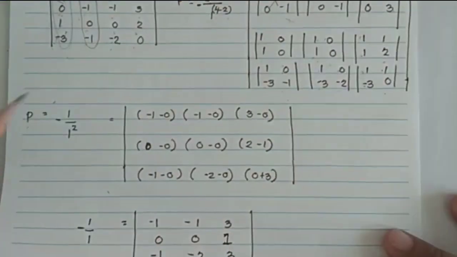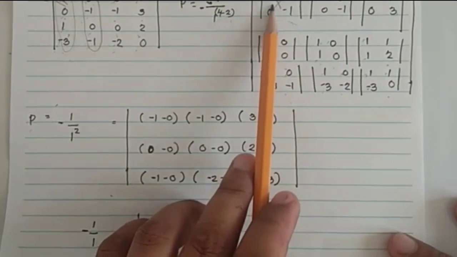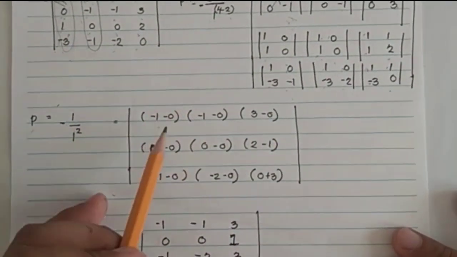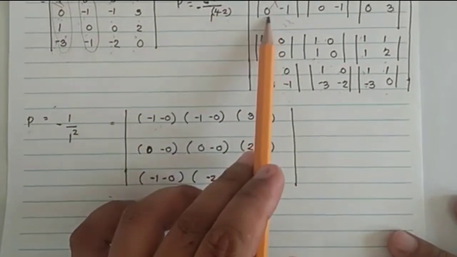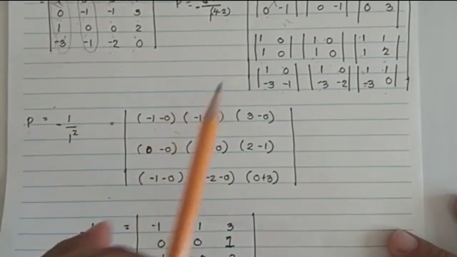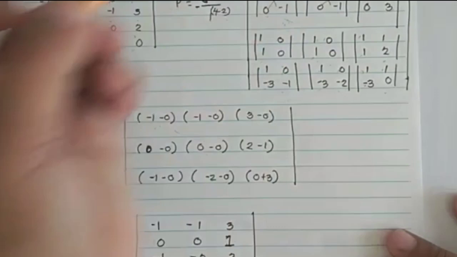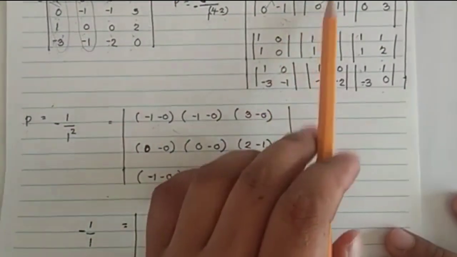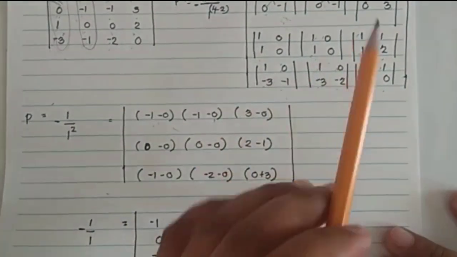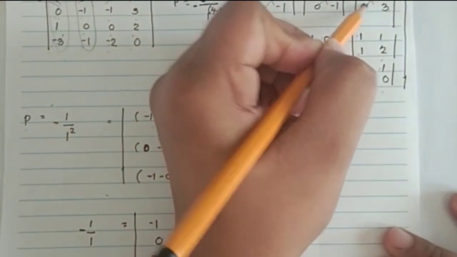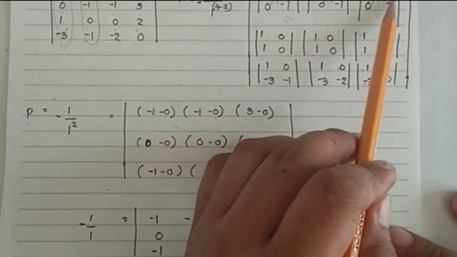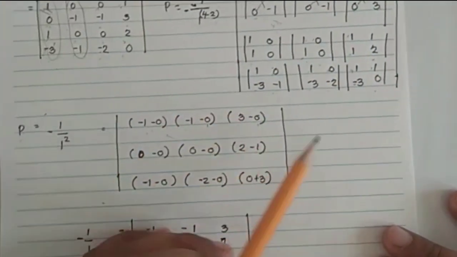So for the first group, 1 multiplied by negative 1 is equal to negative 1, minus 0 multiplied by 0, which is 0. Next one, cross multiplication: 1 times negative 1 is equal to negative 1, and 0 multiplied by 0 is 0. And then third group, 1 multiplied by 3 is 3, and 0 multiplied by 1 is 0.